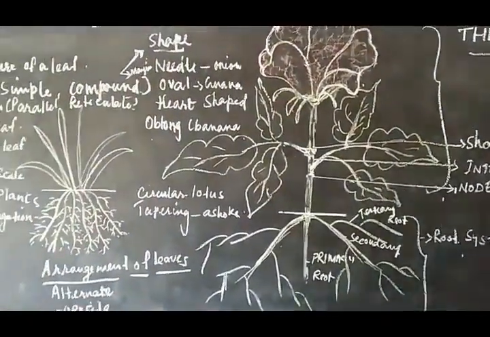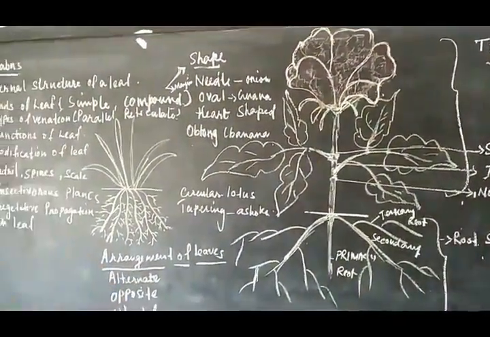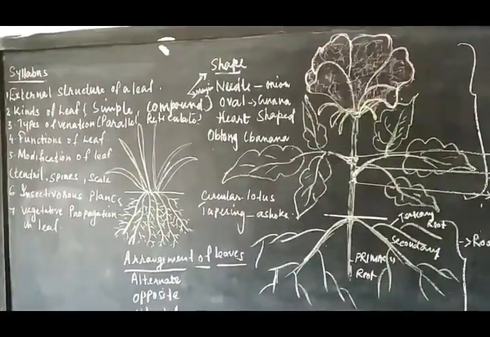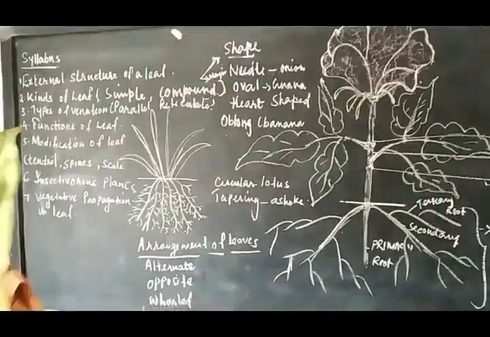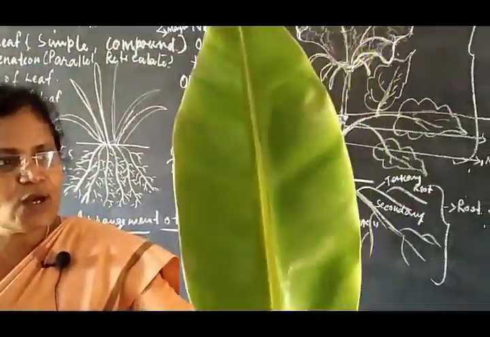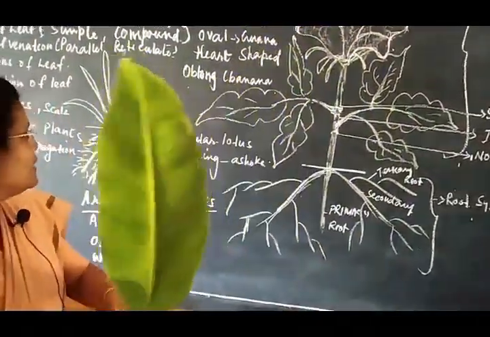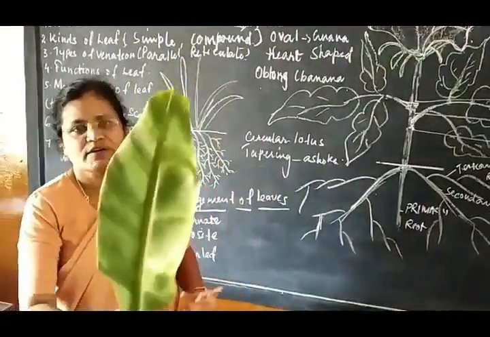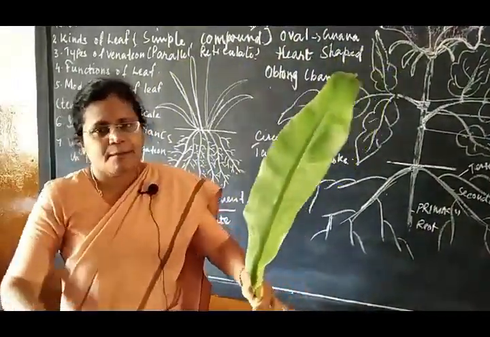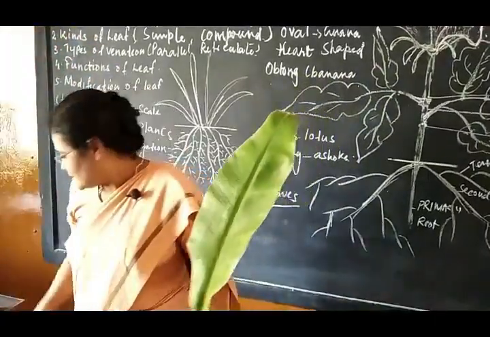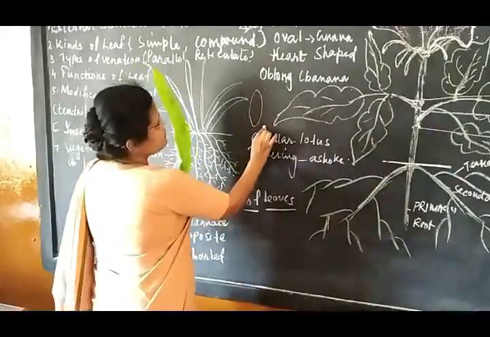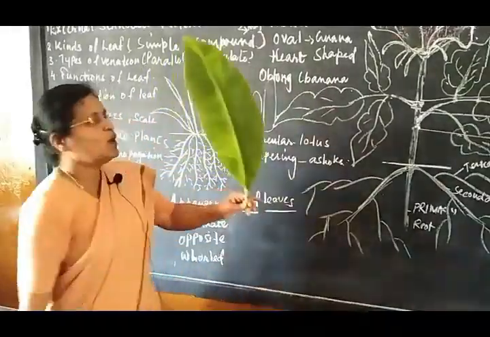Then you have oblong. Now you have a nice big banana leaf which I have brought for you. Now you see this is oblong in shape. Oblong means long and a kind of oval shape. Oblong is an elongated oval shape. So normally this is your oval shape, but in this case it is more elongated, so it's called oblong.